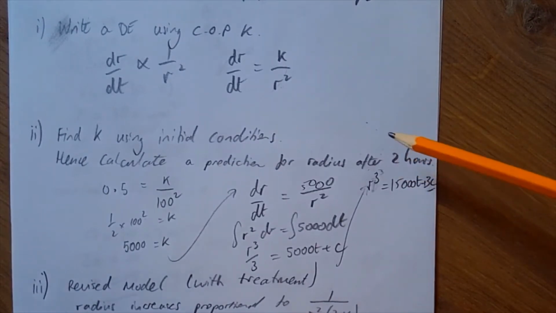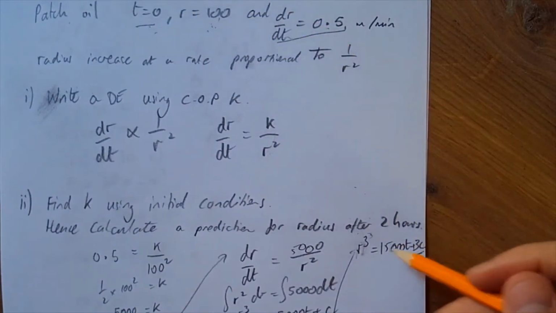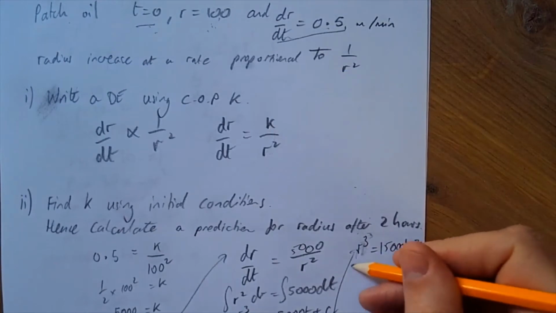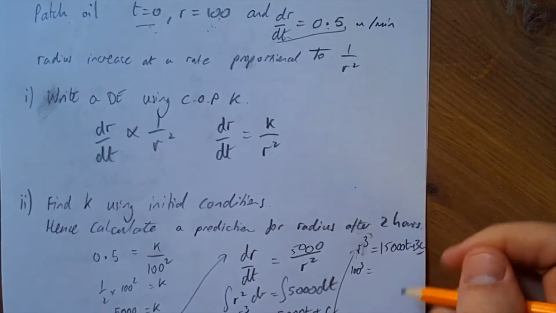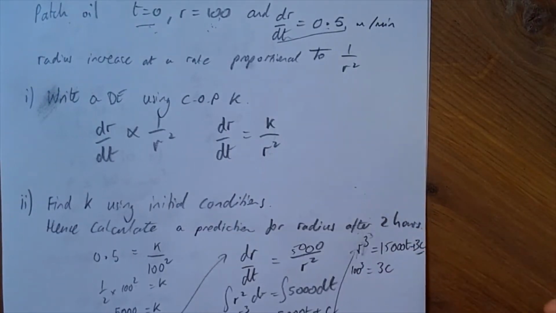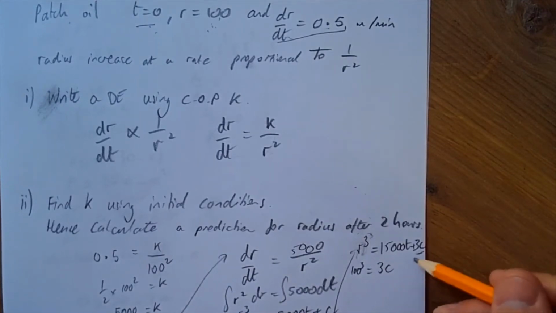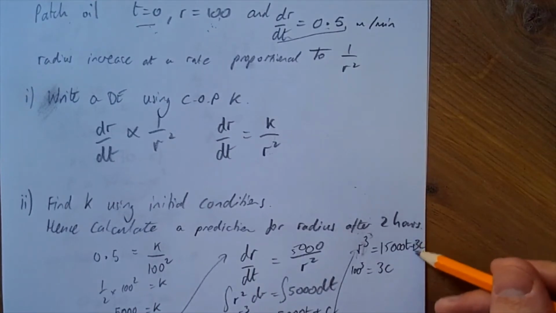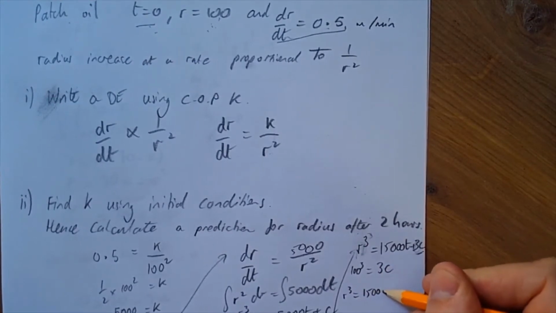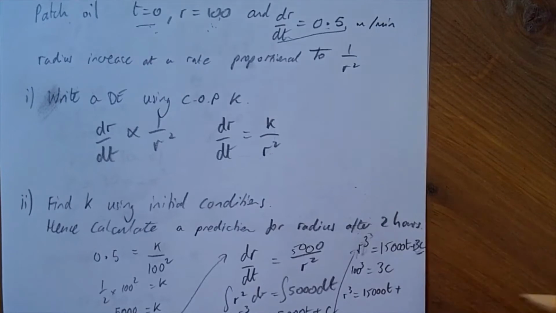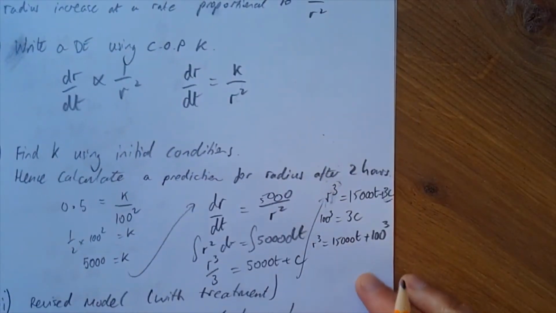Now we can work out that c using those initial conditions. When t is 0, r is 100. So sub those into here. 100 cubed is 15,000 times 0, which is nothing. So 3c is 100 cubed. I don't actually need to work out 1c because I can replace all of that there with 100 cubed. So this is the particular solution of the differential equation right there.